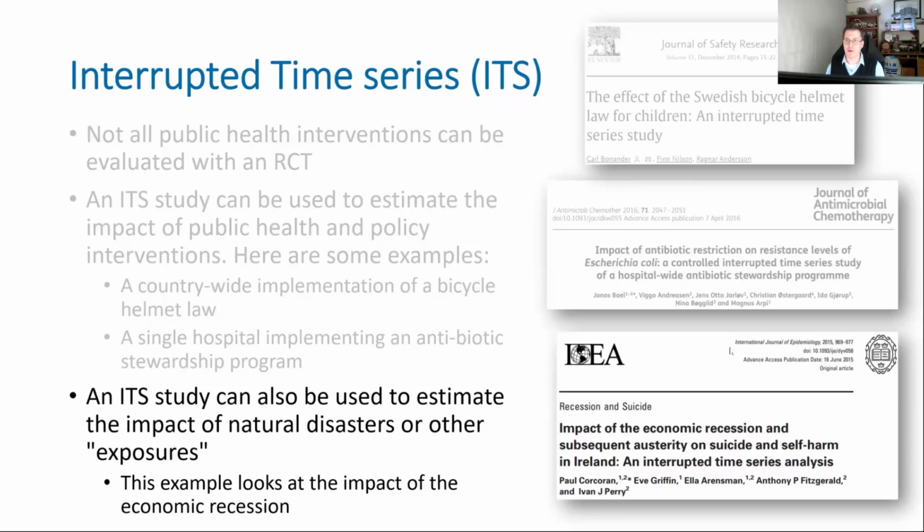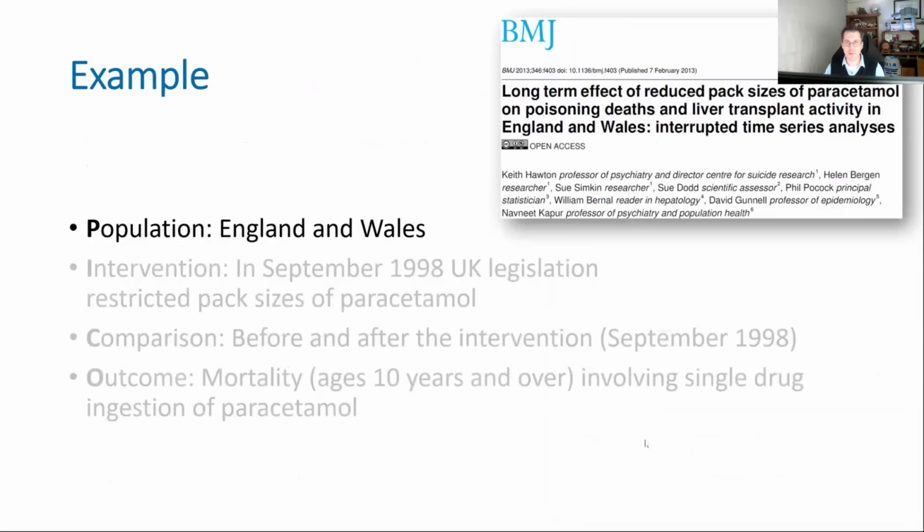So these are things which are impossible to randomize because they happen without us necessarily knowing that they're even going to happen, but we can use data from the past to have a look at what's happening in the present and make some inferences. Today, we're going to work through an example.